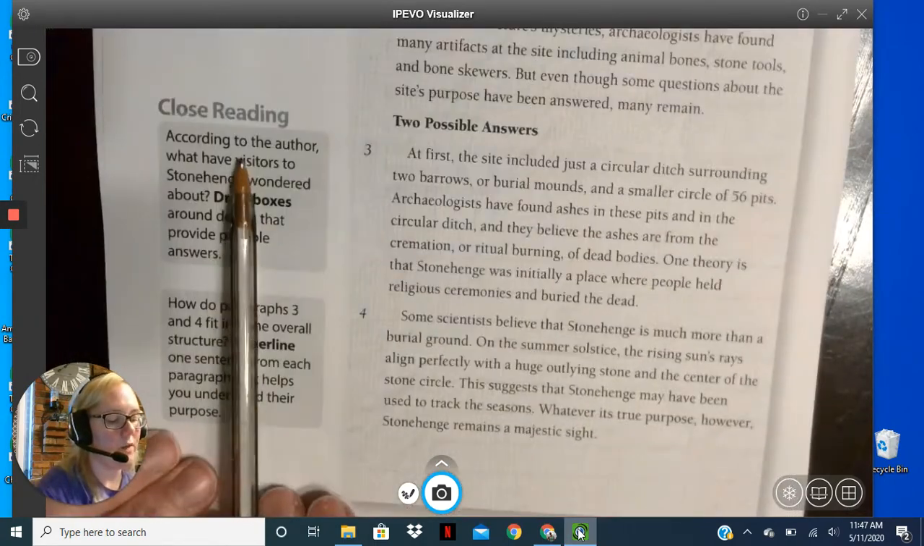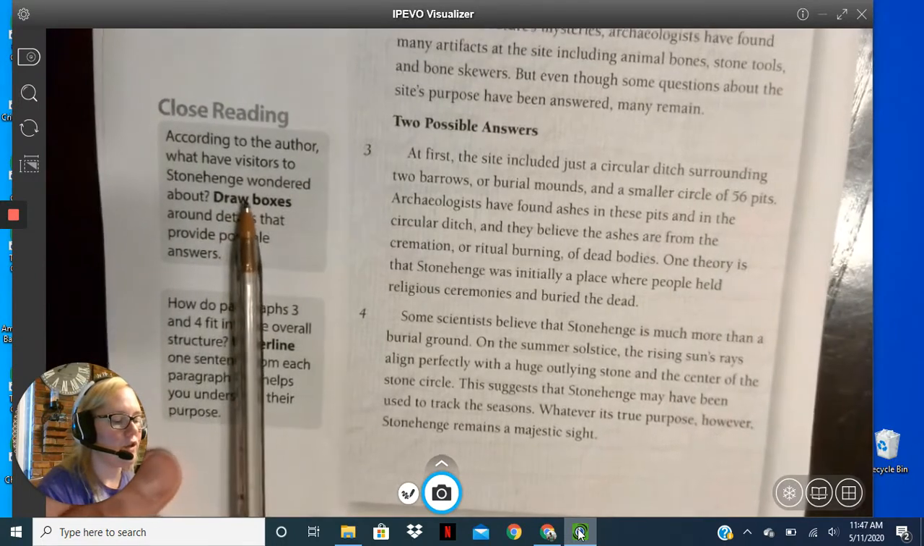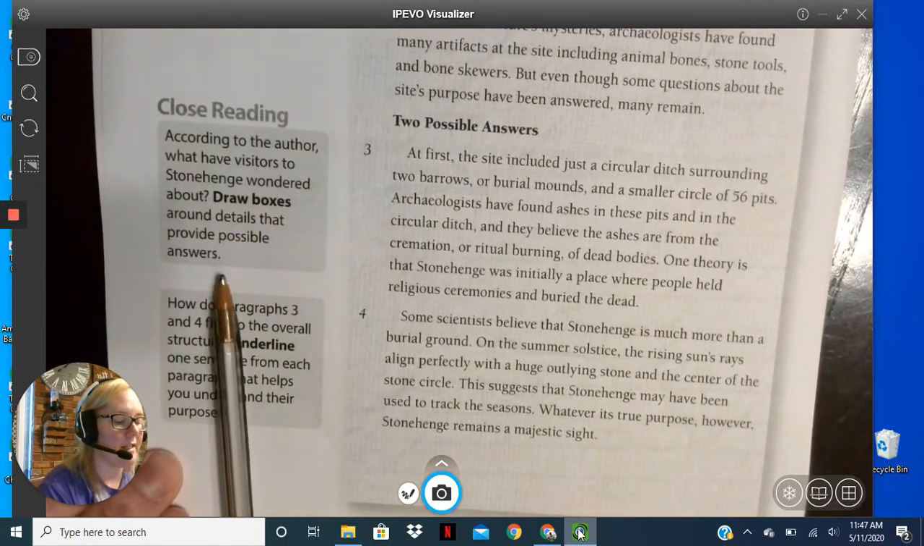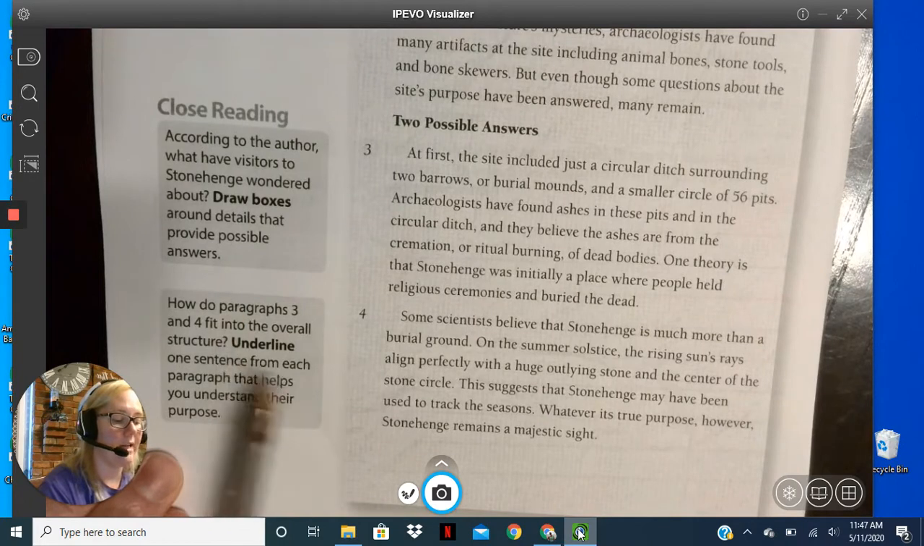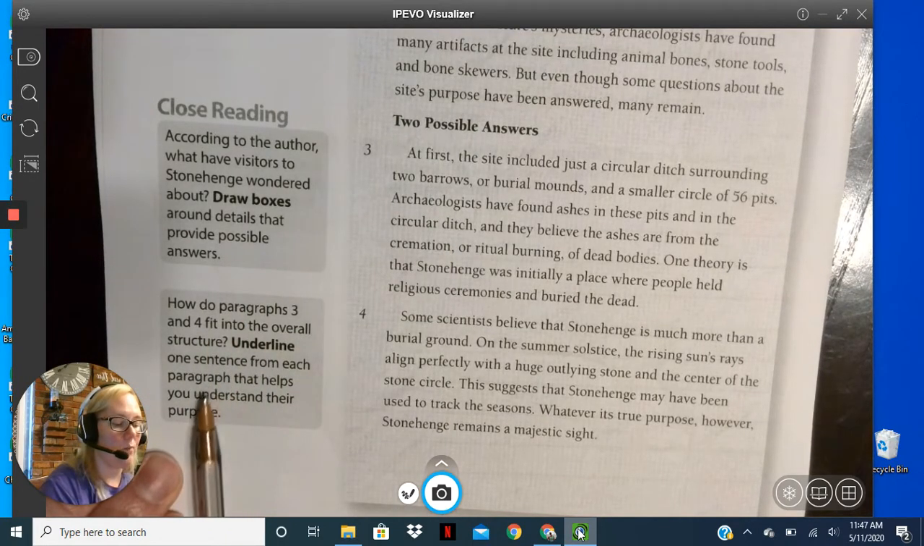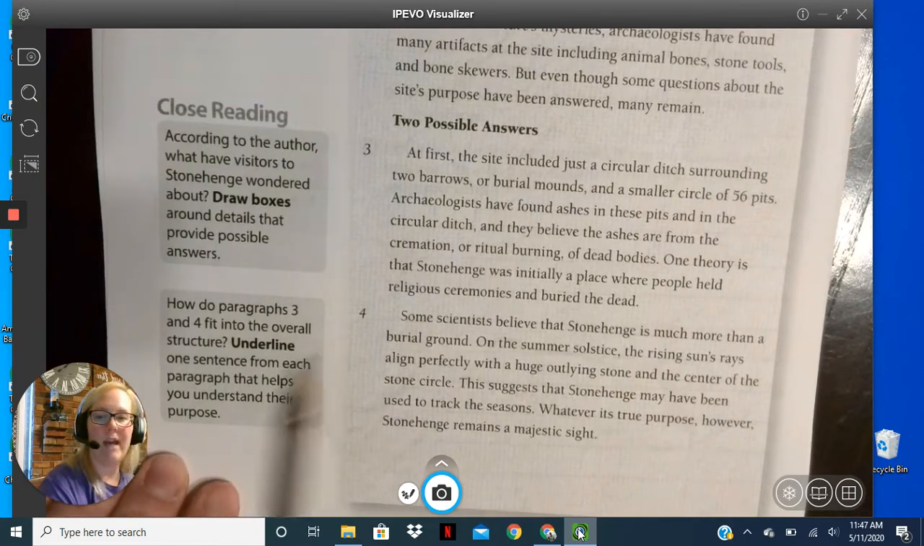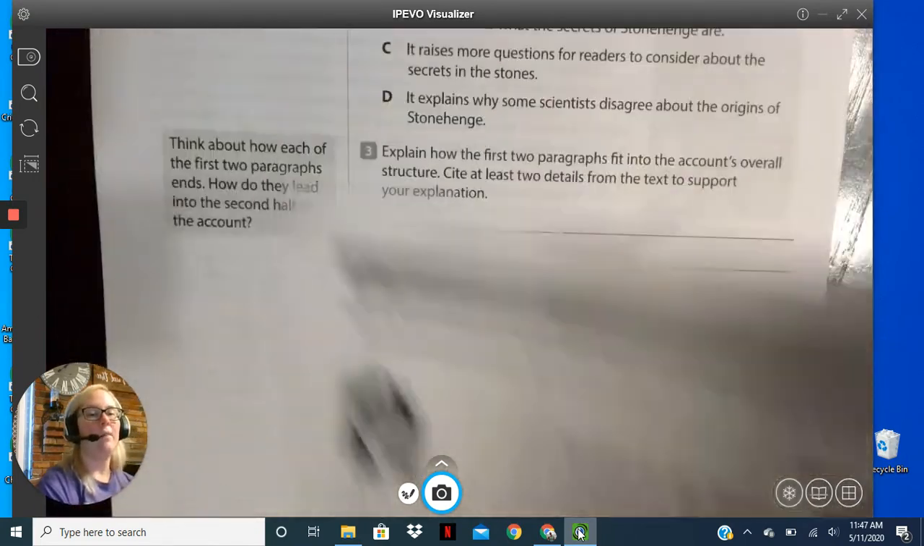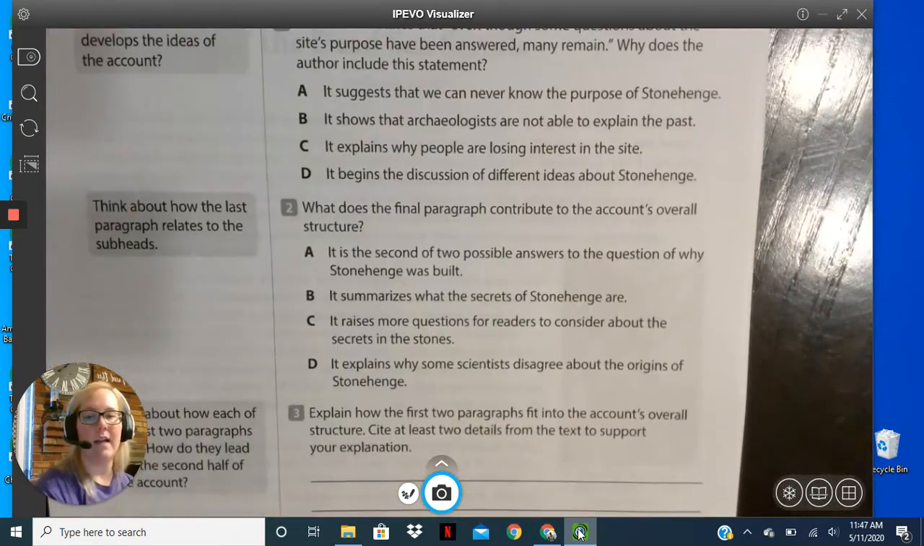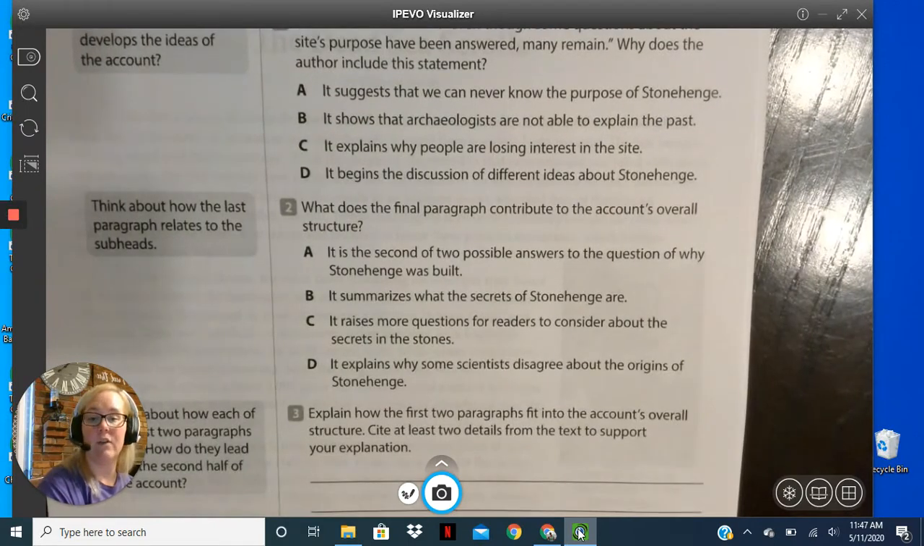And then your close reading, according to the author, what have visitors to Stonehenge wondered about? Draw boxes around details to provide possible answers. How do paragraphs 3 and 4 fit into the overall structure? Underline 1 sentence from each paragraph. So if you pay attention to the close reading, it will help you answer the 3 questions on the next page. And these are in the Google form.